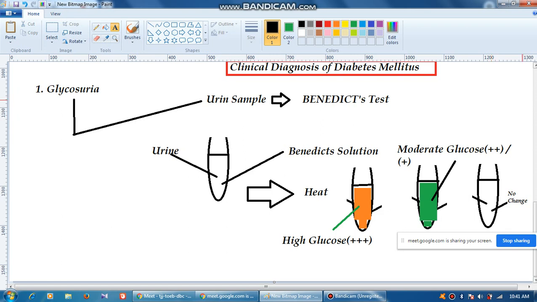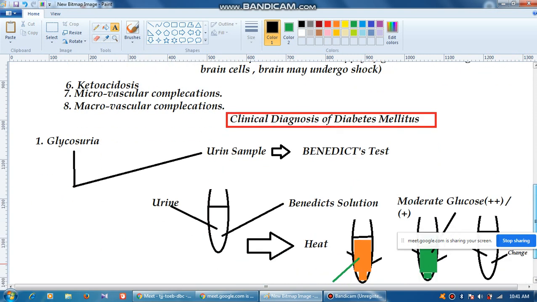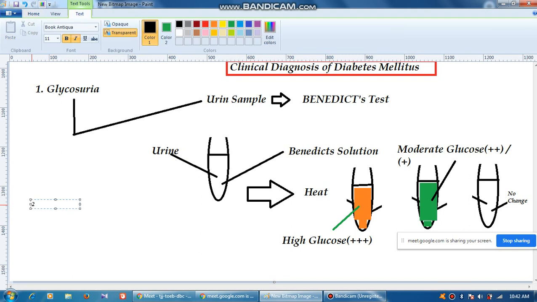Why exactly this takes place, we will explain later on. So first of all, we diagnose whether the patient has glycosuria or not by adding a solution called Benedict's solution. We had an idea of what is inside Benedict's solution already, but I'll explain later on. This is the first reaction. Here we are testing the urine sample.